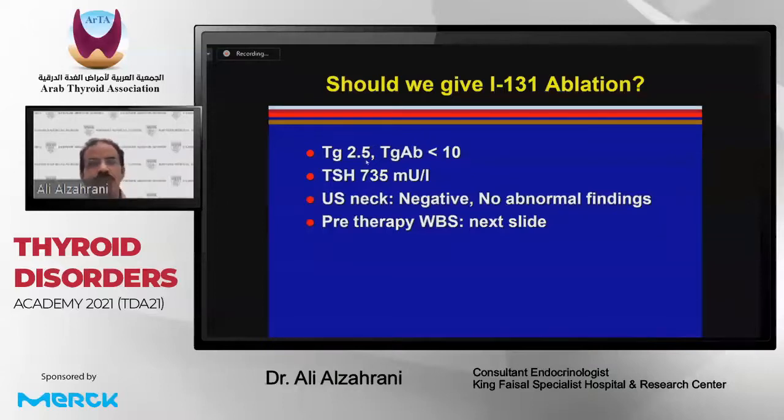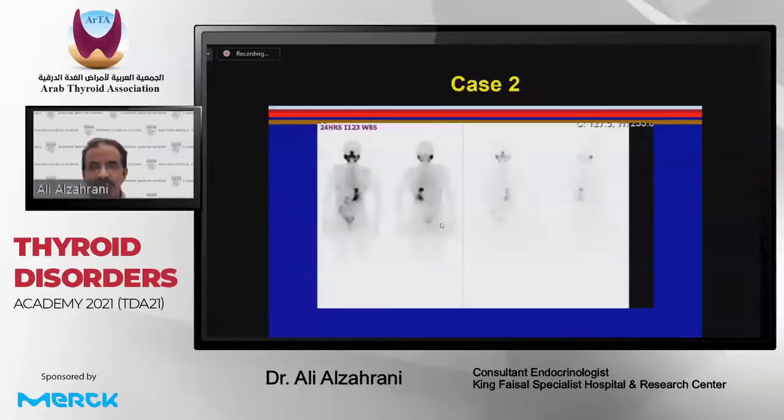Her TG is only 2.5. TG antibody is undetectable. TSH was at 73.5, sorry. Ultrasound was negative, so she had a good surgery. And I will show you her scan. Her scan is actually negative. She did not have radioactive iodine before, but she has a negative scan here.